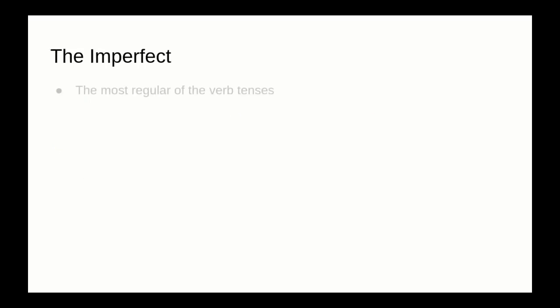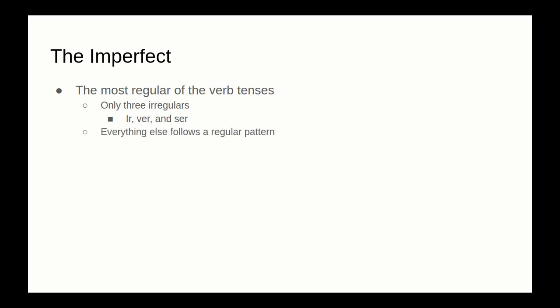The imperfect tense is in fact the most regular of the verb tenses in Spanish. It is one of my favorite verb tenses because it is the easiest. There are only 3 irregulars in the entire imperfect. These are the verb ir, to go, ver, to see, and ser, to be as in a personal characteristic. All other forms are completely regular. Even if they were irregular in the present tense or a stem changer, they are going to be completely regular.